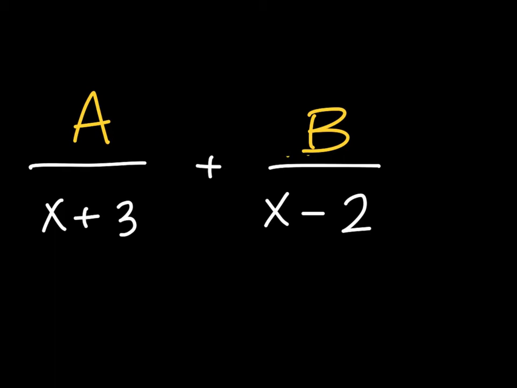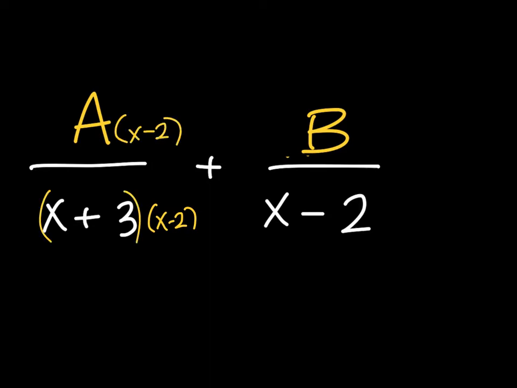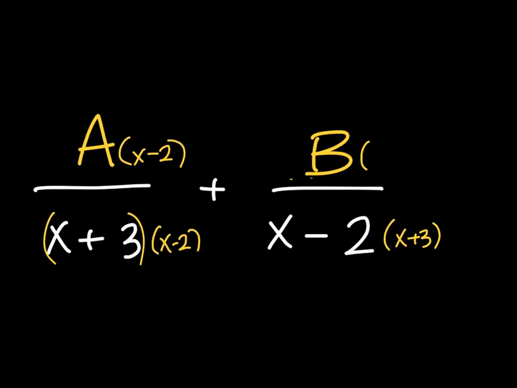What's the rule for adding fractions? You must have a common denominator. Do they currently have a common denominator? No. What does the first partial fraction need? It needs an x minus 2. And if I put it on the bottom, I got to put it on the top. What does the second partial fraction need? It needs x plus 3. Okay.